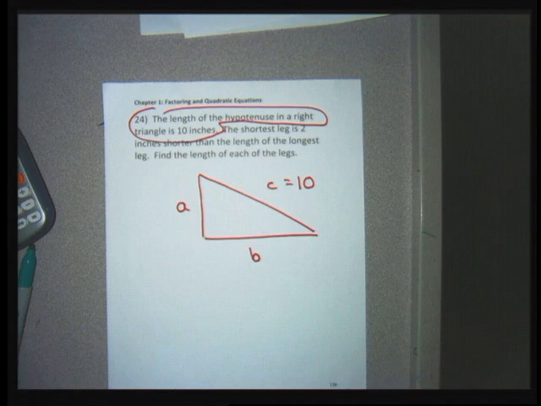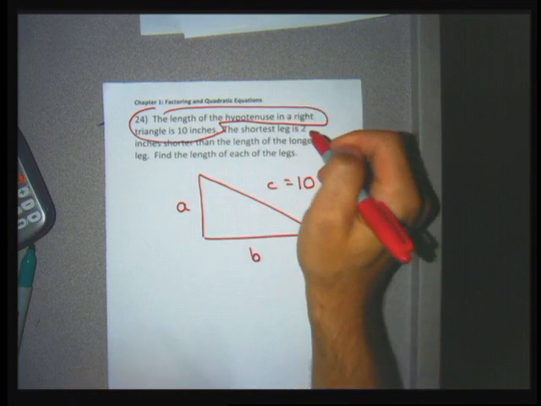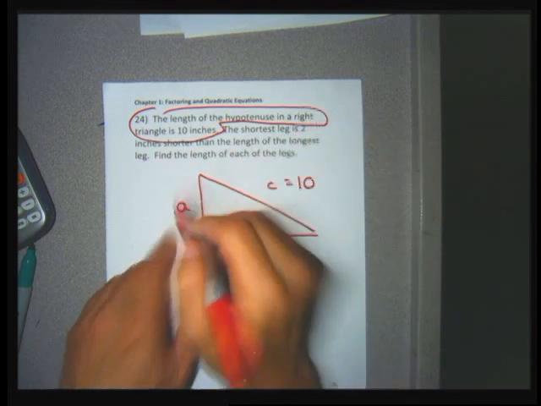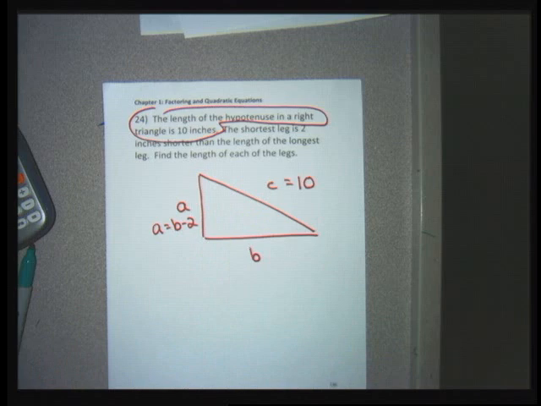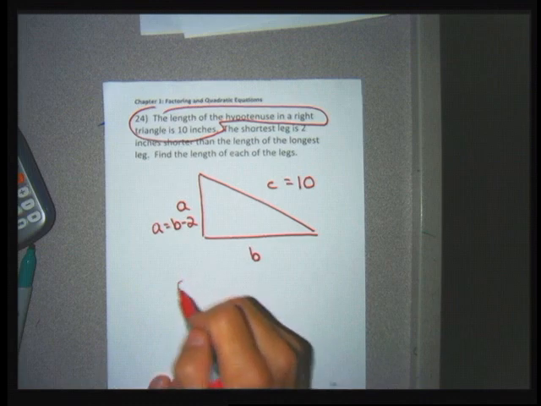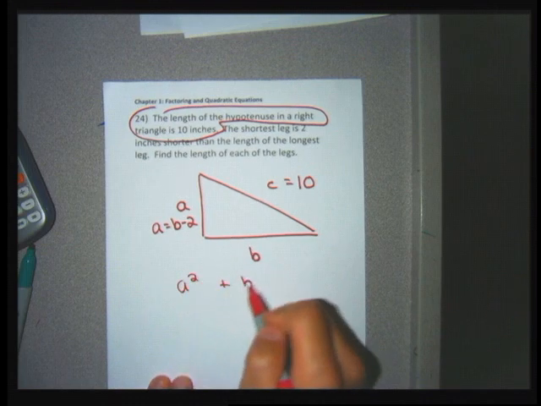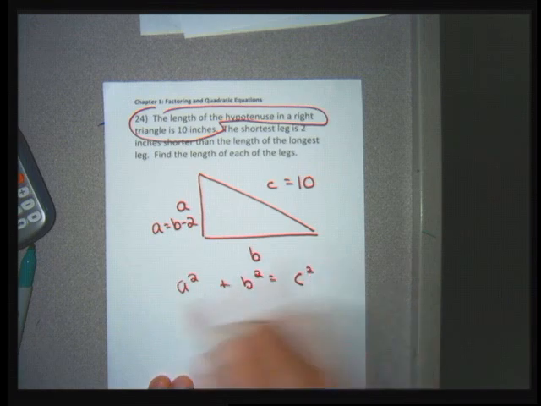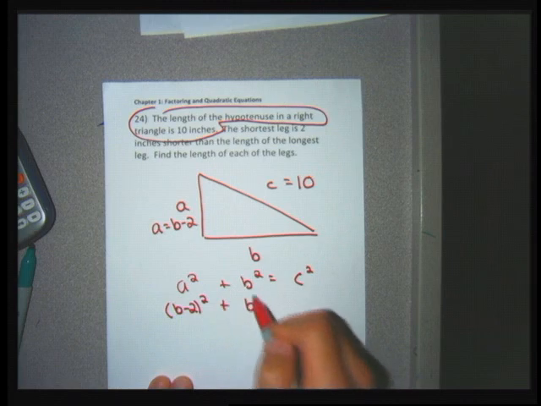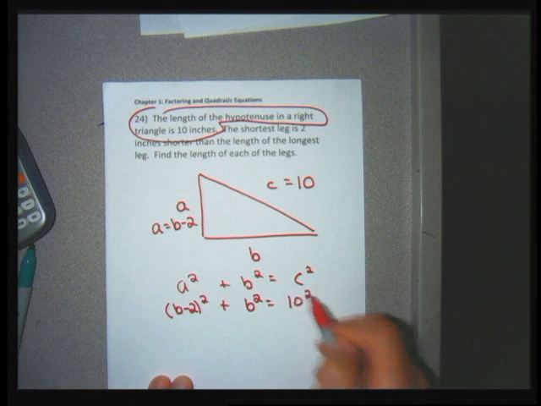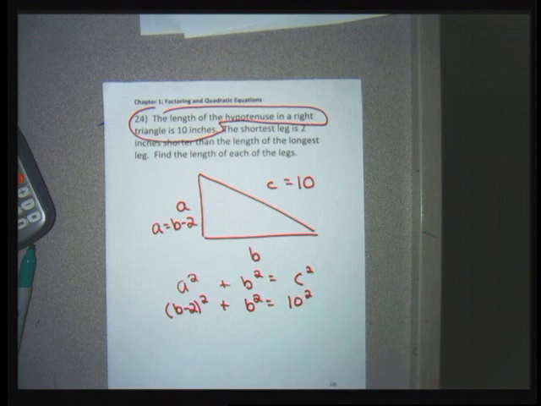It's really nice that I know what one of the sides is. Second sentence, the short leg is 2 inches shorter than the long leg, which means A is 2 inches shorter than B, so it's B minus 2. Then I'm done with the second sentence. Now I'm going to use the Pythagorean Theorem, which would be A squared plus B squared equals C squared. For A squared, I'm going to do B minus 2 squared plus B squared, I'm going to leave B squared. And for C squared, I'm going to write 10 squared. This actually might be harder than the last problems. I thought it was going to be easier, but I think the factoring is going to be trickier.